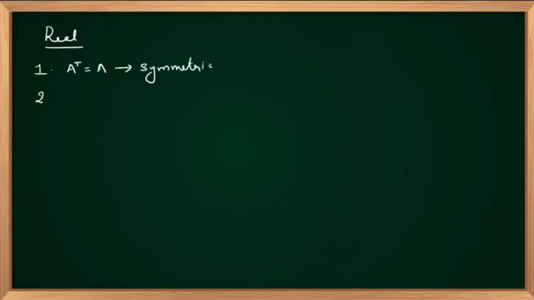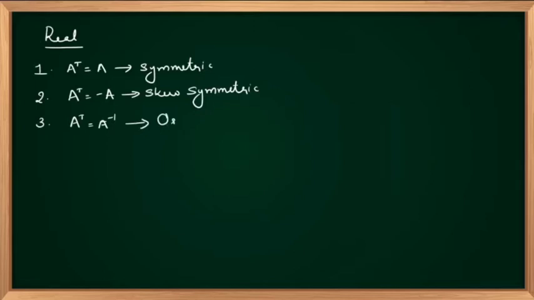Now the second matrix I take is A transpose equal to minus A, and that is called as, we have learned it, skew symmetric matrix. Skew symmetric matrix. And the third one I take A transpose equal to A inverse. That is called as orthogonal matrix, correct? Orthogonal matrix. Now this is the first class.